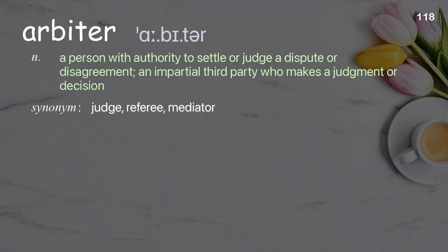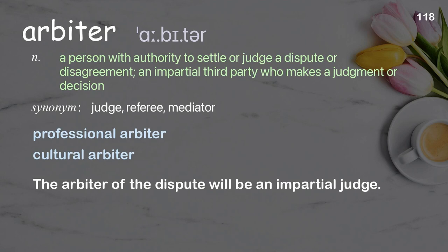Arbiter. A person with authority to settle or judge a dispute or disagreement, an impartial third party who makes a judgment or decision. Examples: professional arbiter, cultural arbiter. The arbiter of the dispute will be an impartial judge.